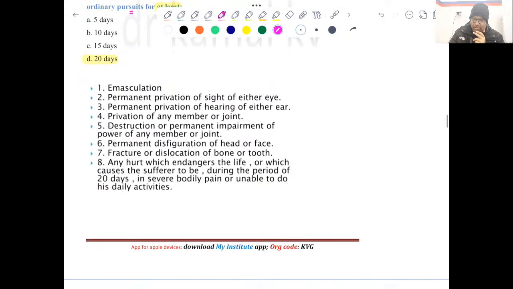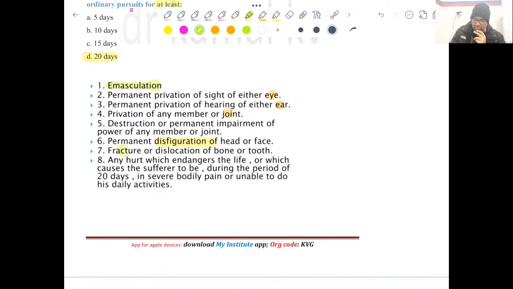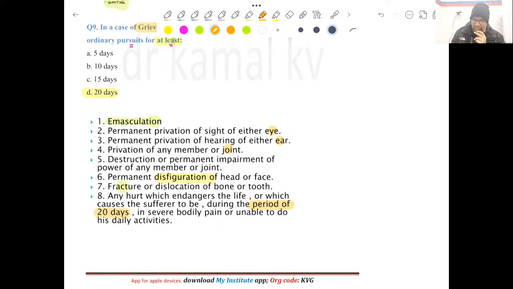Apart from that, there are many other conditions which will be counted under grievous hurt. One is, of course, emasculation. Then there may be injury to the eye, ear, or any joint. There is disfiguration of the face, that will also be counted in grievous hurt. And then any fracture, and most importantly, if a person is bedridden for a period of 20 days, that all will be counted under grievous hurt, right? So these are different parameters under grievous hurt.